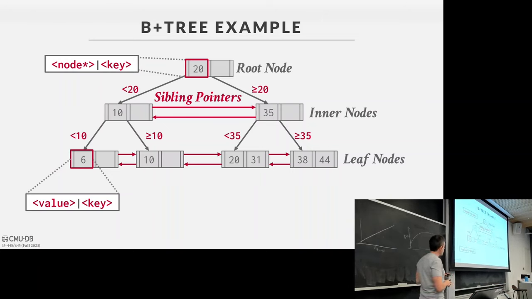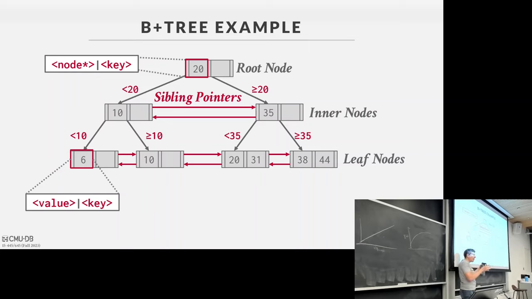Yes? What exactly is a node pointer? His question is, what exactly is a node pointer? Like these red lines? No, not the sibling pointers, the node pointer at the top. Oh. So the node pointer would be like, I'll show the next slide. You wouldn't lay this out on disk exactly as I'm describing, but the thing is, I have the key here, 20, so that's this part, and then the node pointer is saying if you're looking for a key that's less than 20, follow this pointer and you go down here and find it.